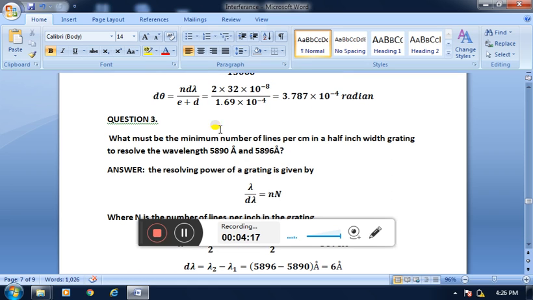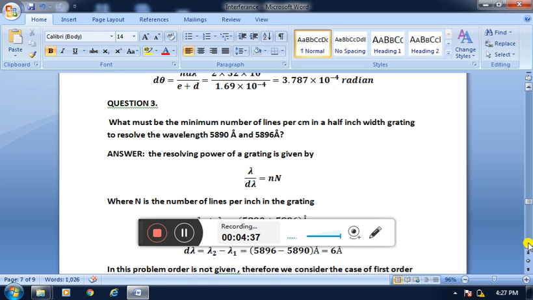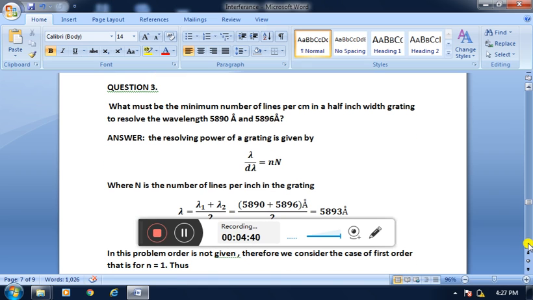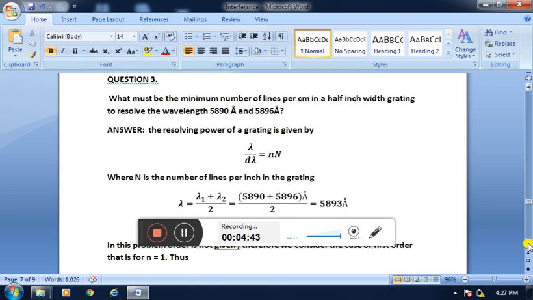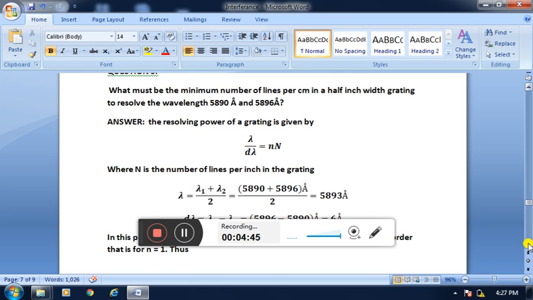What is the minimum number of lines per inch in a half inch grating width to resolve the two wavelengths 5890 Armstrong and 5896 Armstrong? Dear student, we all know the resolving power of a grating is given by lambda upon d lambda is equal to capital N small n, where capital N is the number of lines in the grating. Then lambda is equal to the mean of lambda 1 and lambda 2.